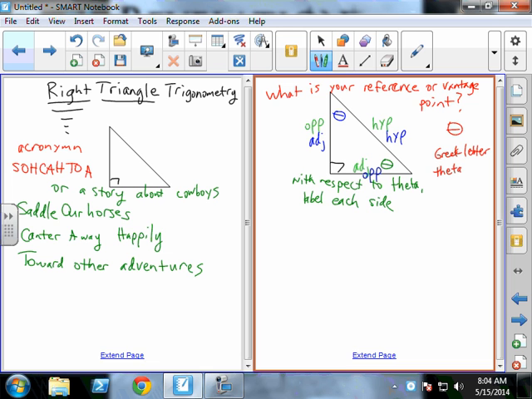So the acronym SOHCAHTOA, some people come up with some weird stories. My high school science teacher came up with the story about horses. Sat our horses, canter away happily toward other adventures. However you memorize it, once you understand how that works, these are a piece of cake. It's real important that you understand how to label parts respective to the reference angle, theta. The reference angle is going to be one of the interior angles that's not the right angle.